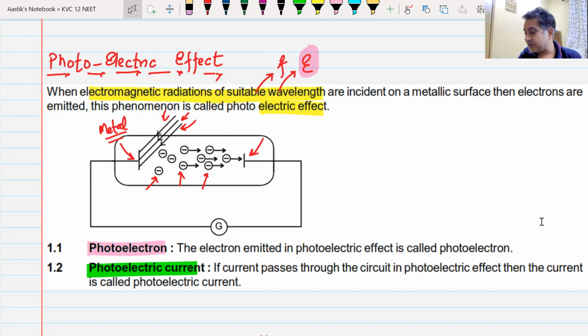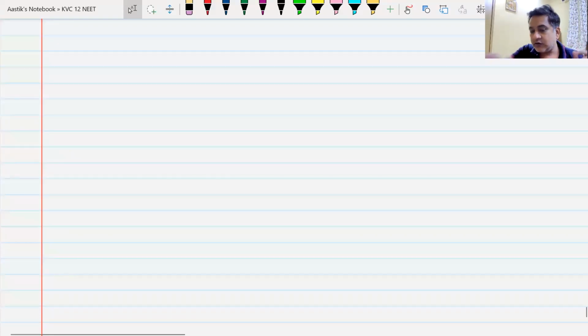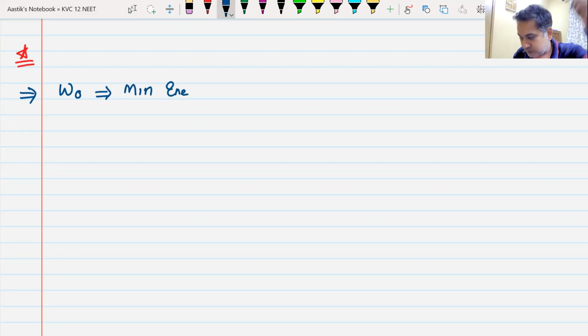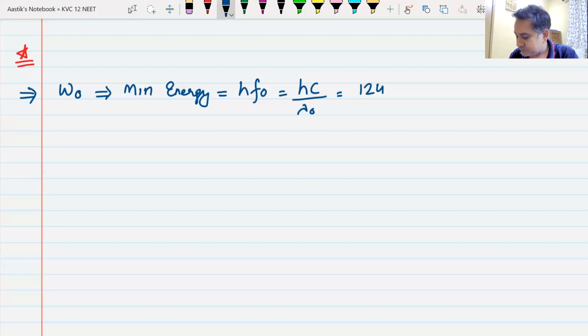Now, we will note all the important points of this chapter at one place. I will write them in very short. You will have to write them in the longer format. So important points, everything put together. Number one is work function, which is W naught or W, the minimum energy. That is equal to h into f naught, which is equal to hc by lambda naught. And I can find it out from 12,400 divided by the wavelength in Angstrom. Do we understand this? Yes, sir.